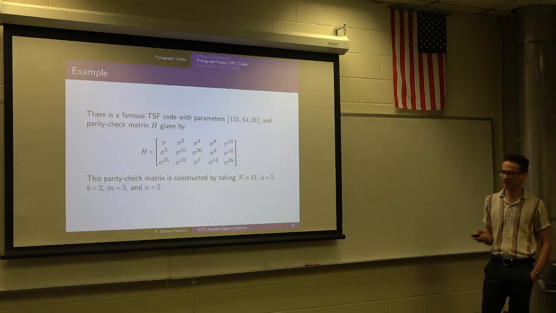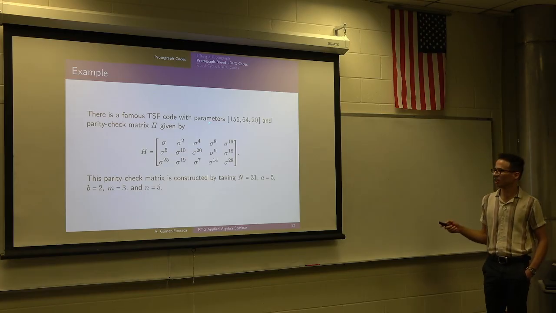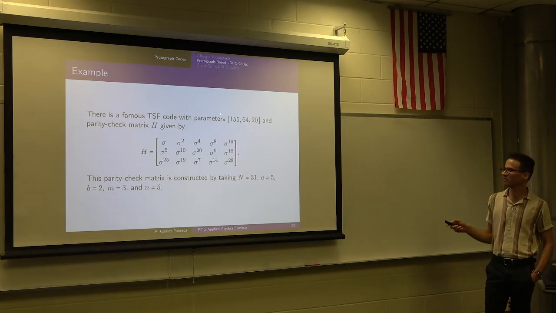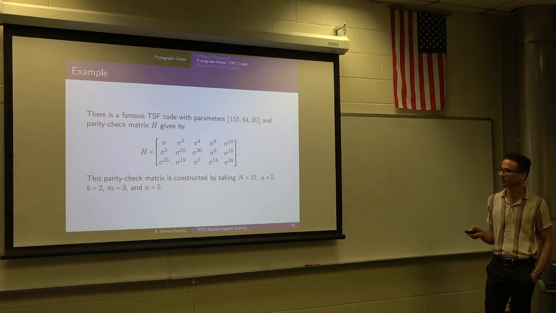Now there is a very famous TSF code that has the following parameters: 155 for the block length, 64 for the dimension, and minimum distance 20, which is relatively large for these two parameters. And this is how you construct the parity check matrix of this code. It has lifting factor n equal to 39, A and B are chosen to be 5 and 2.